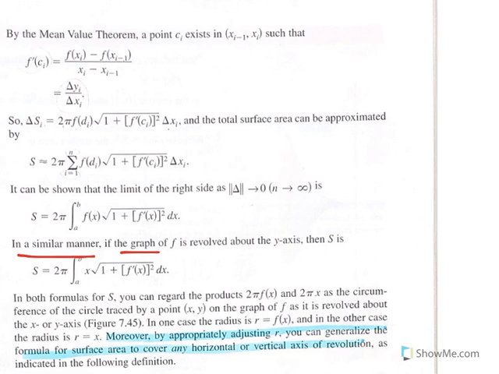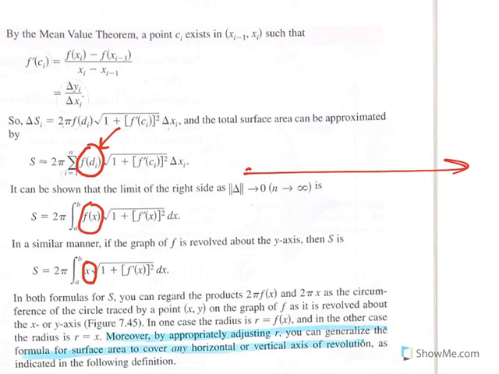And then it states here, in a similar manner, if the graph of f is revolved about the y-axis, what's the only difference? Well, the only difference is that now this particular part is going to be different, because that is coming from f of d sub i, which is supposed to be the average of the radii, the smaller and the larger radii.